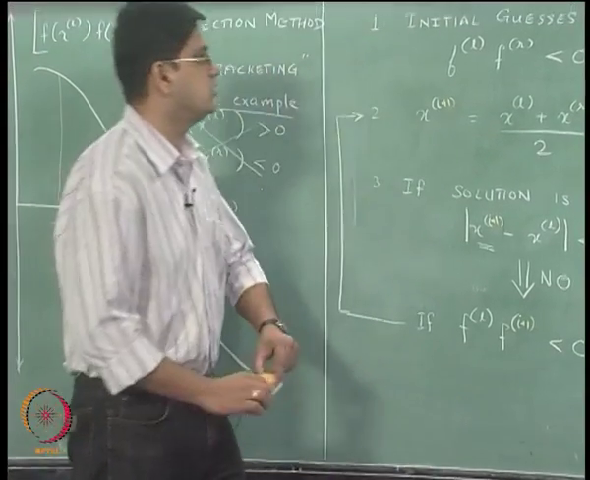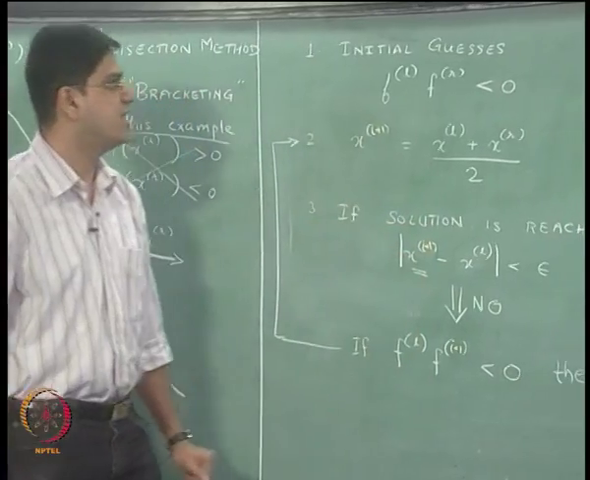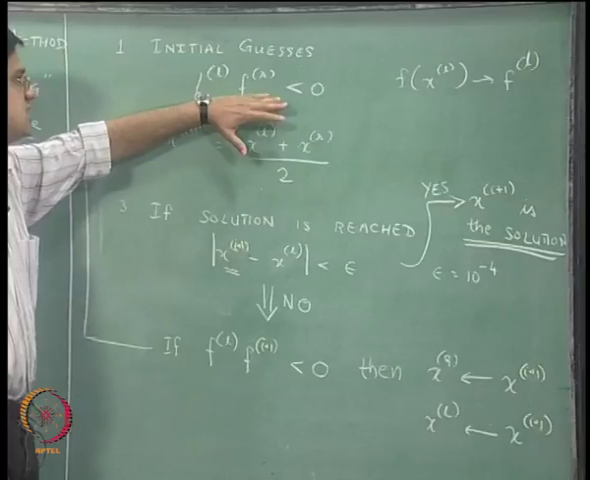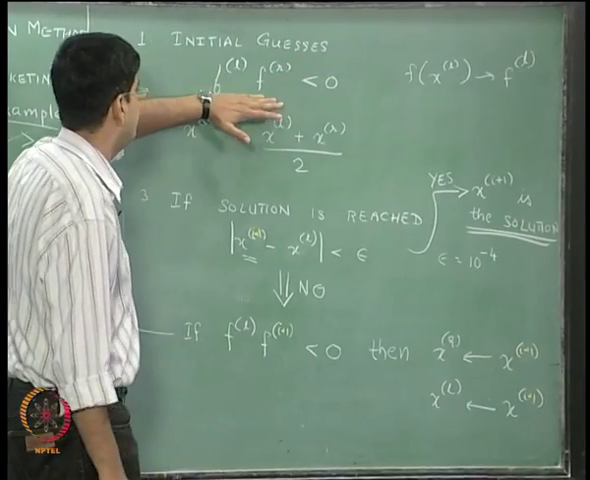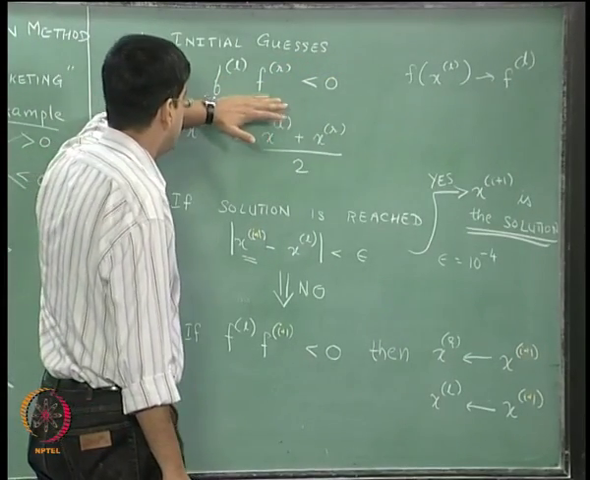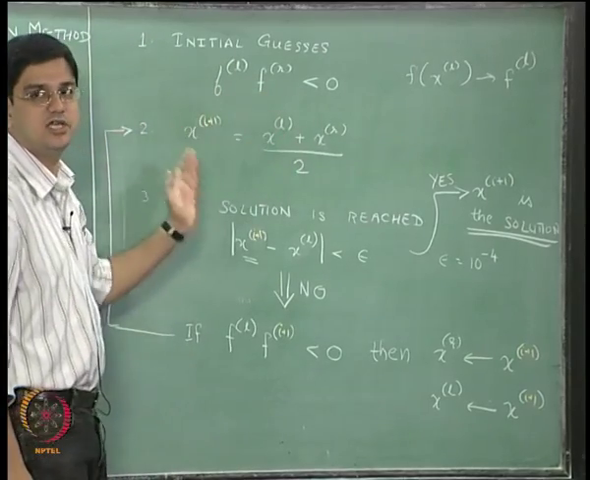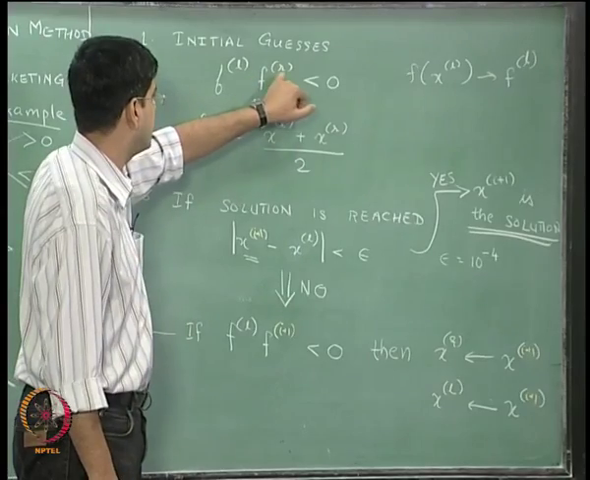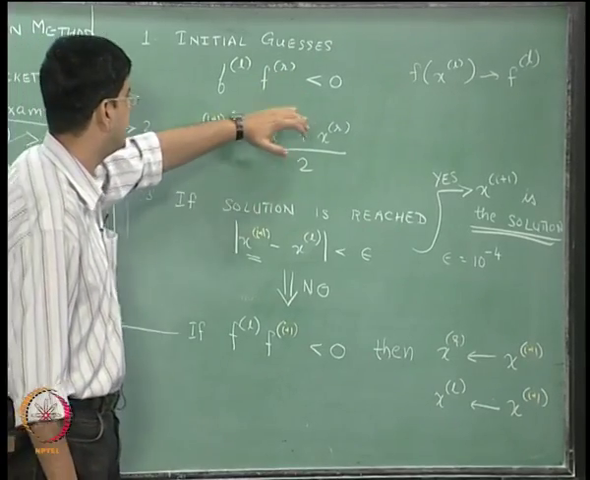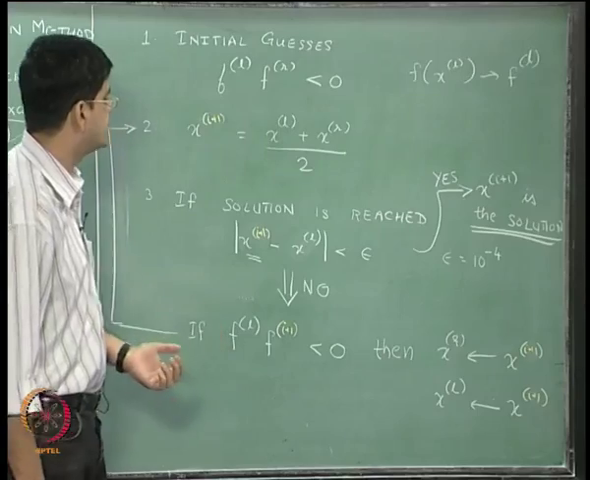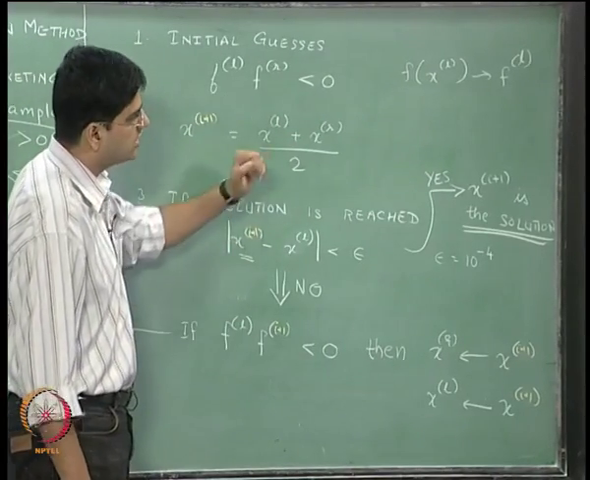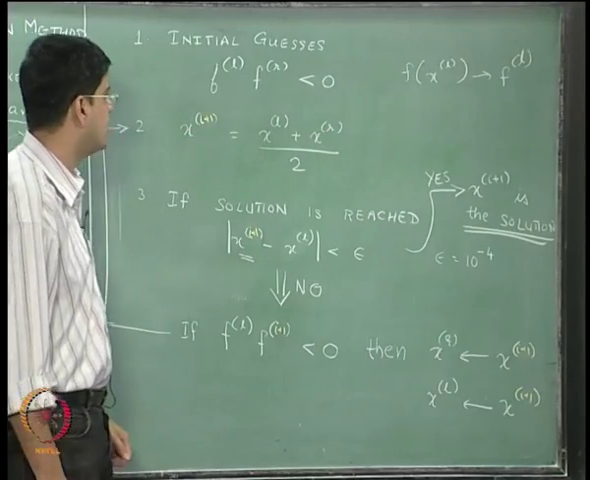So again, going back to the overall algorithm that we had written for the bisection method, we start with the two initial guesses. Again we verify that the two initial guesses lie on either side of the true solution. We verify that by taking the product f of xl multiplied by f of xr, and if that is less than 0, then xl and xr are indeed admissible points for our regula falsi method.